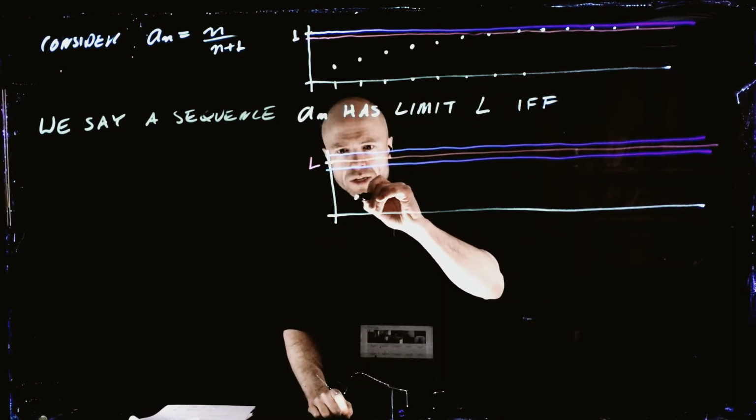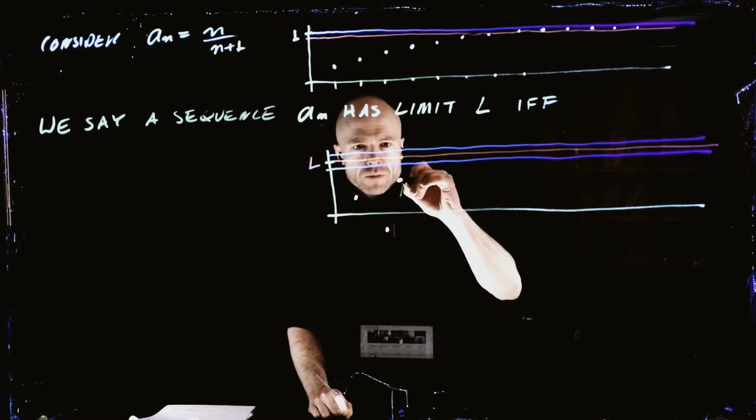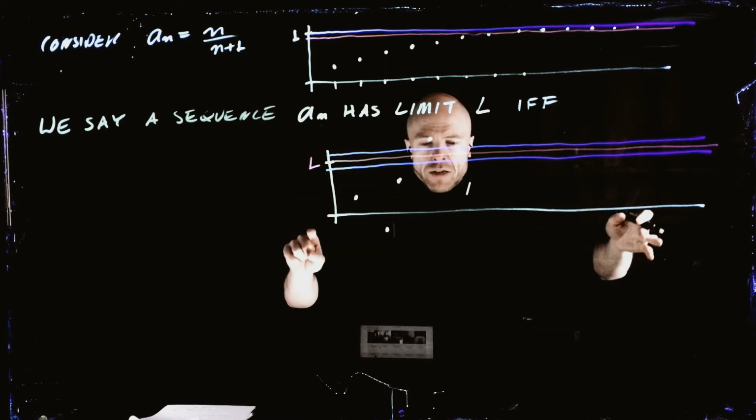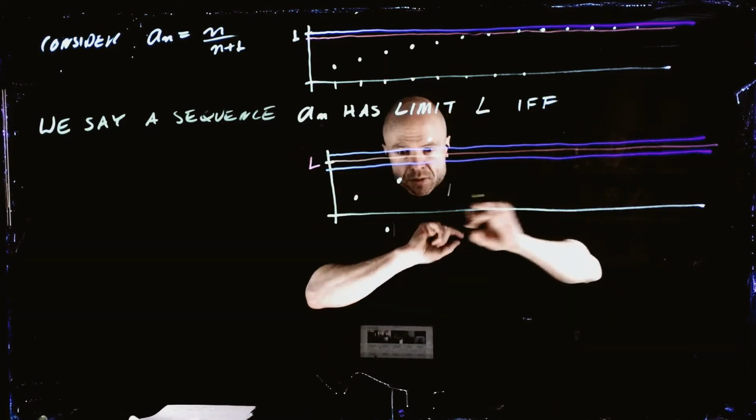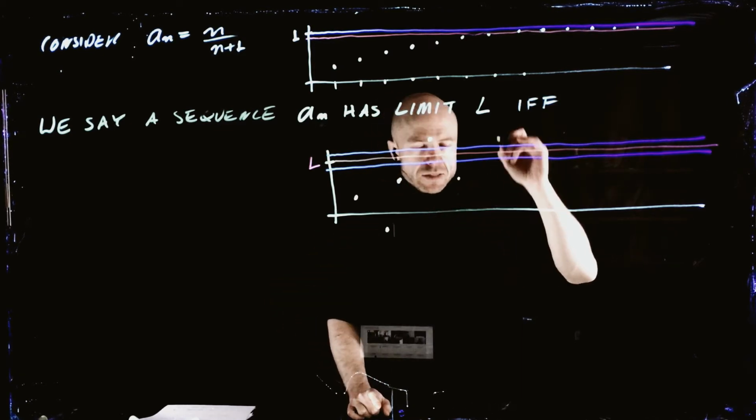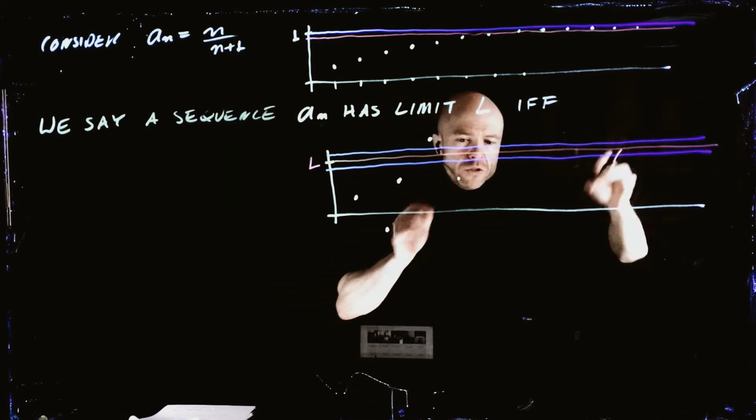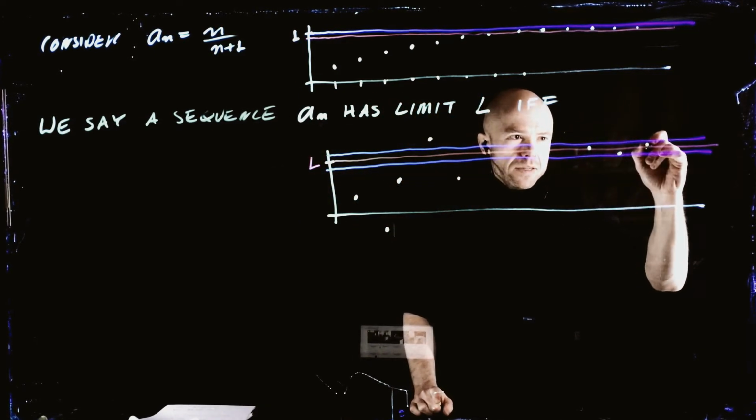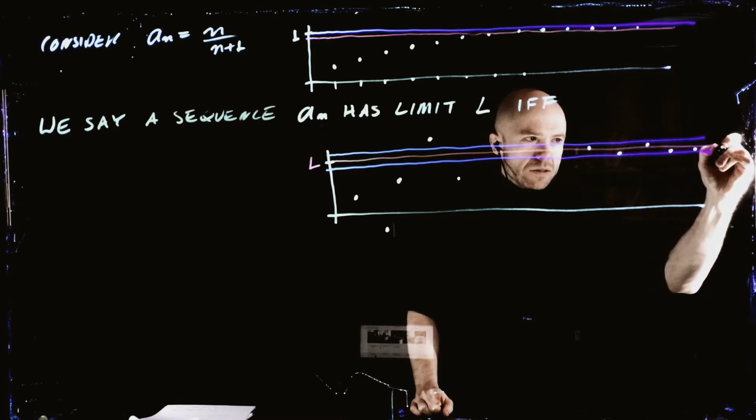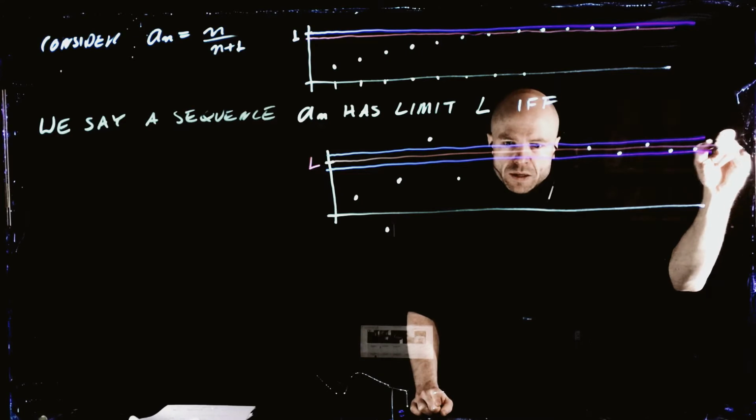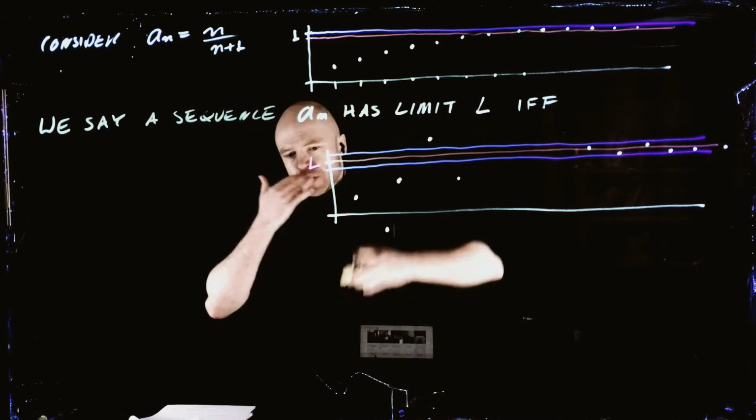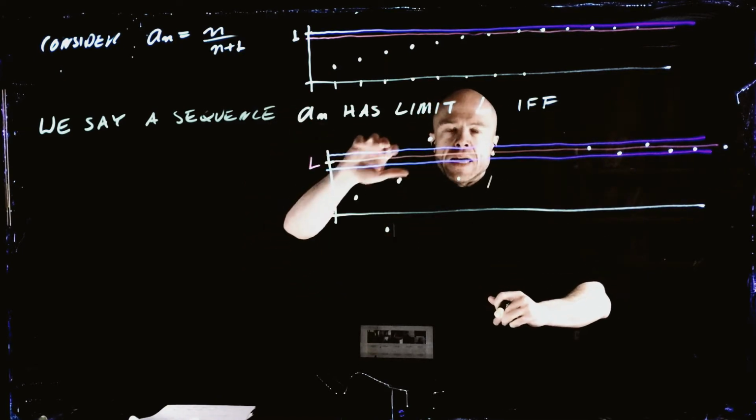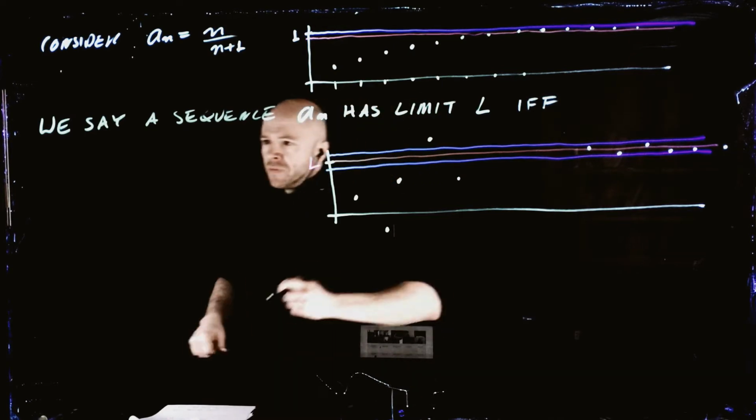So let's put some points here. This could be a1, this could be a2, this can be a3, this can be a4. It can do all kinds of crazy stuff for the first 100 million, 100 billion, trillion, zillion terms, whatever. But ultimately, at some particular number, all of the points of our sequence are trapped inside this thin strip. And if that's true for every single choice of thin strip, then we say that an has the limit L.